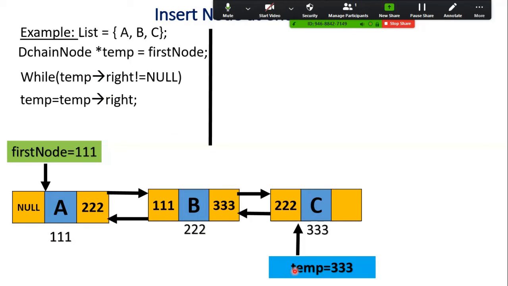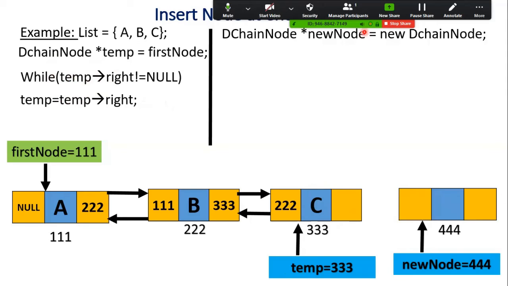Now again checking temp of right, it will be null. The right field of this C node is what? Actually, it is null. So temp of right is equal to null. It will exit from the while loop. Now allocate memory for a new node at the end of the chain. So I'm going to allocate memory for the new node.